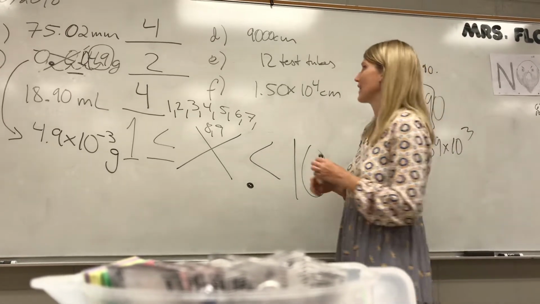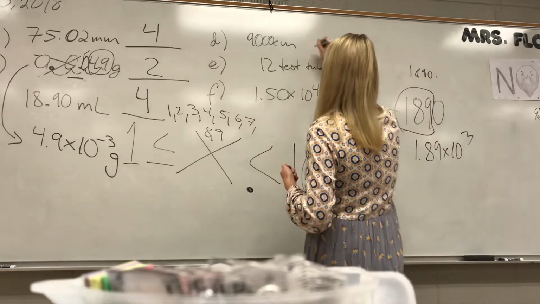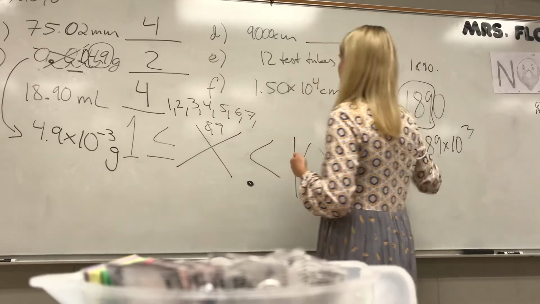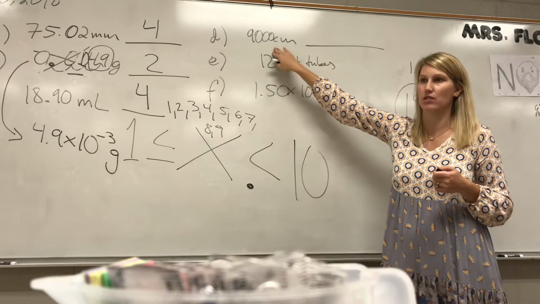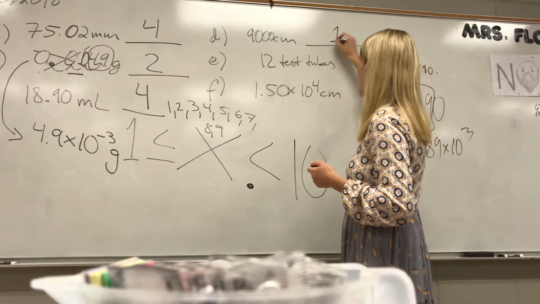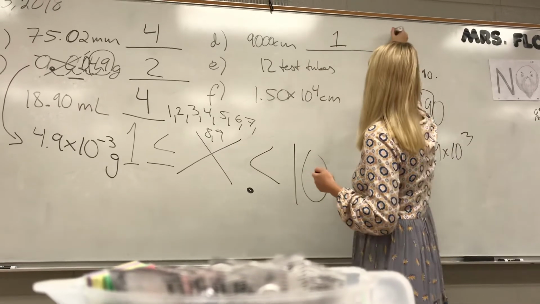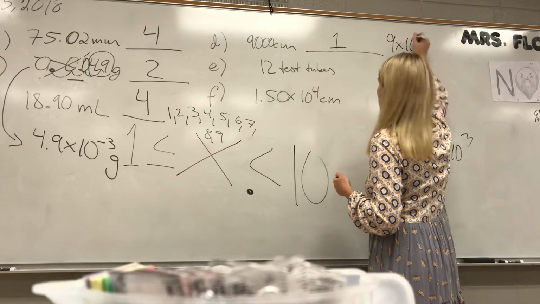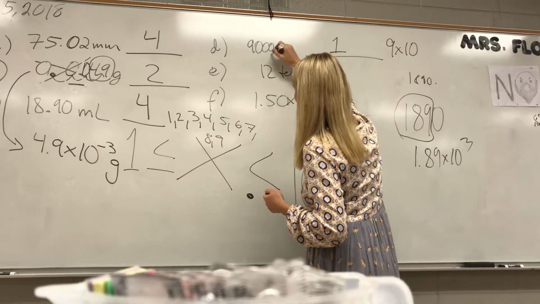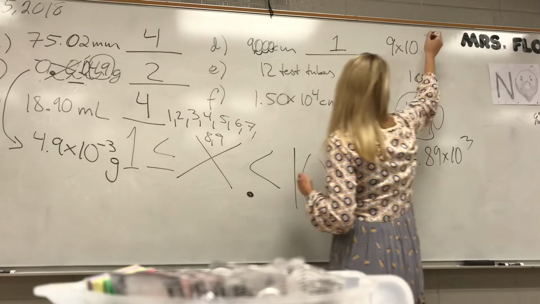Okay? Alright, 9,000 centimeters. We have kind of set the answer already by doing other examples. How many significant figures? Just one. Because those zeros are placeholders, you could say that it's 9 times 10 to the what power? Yep. Very good.